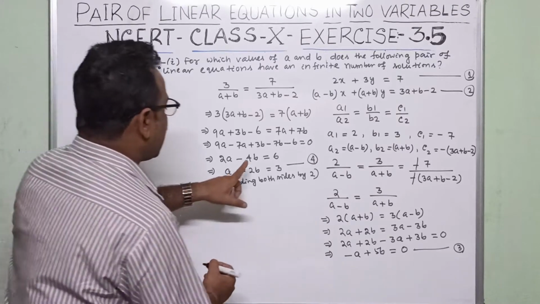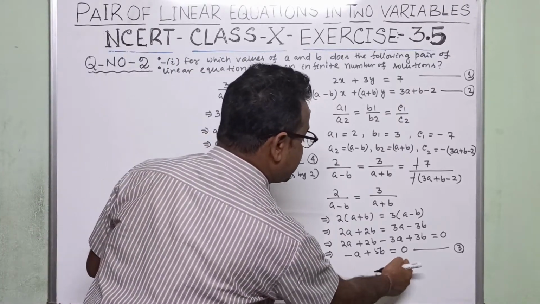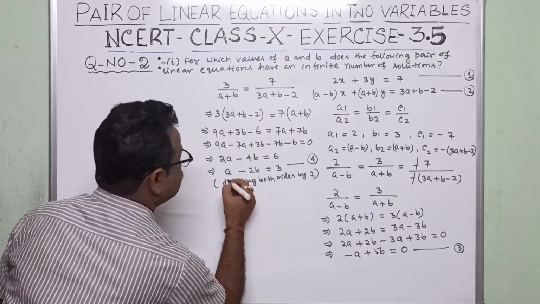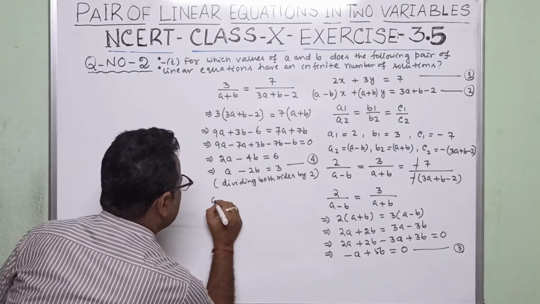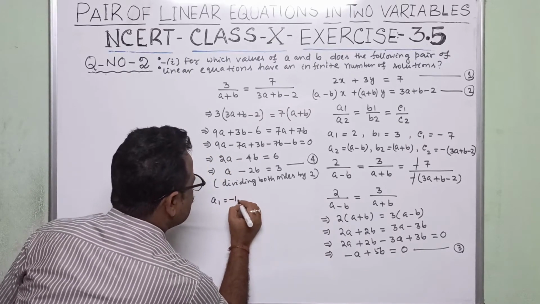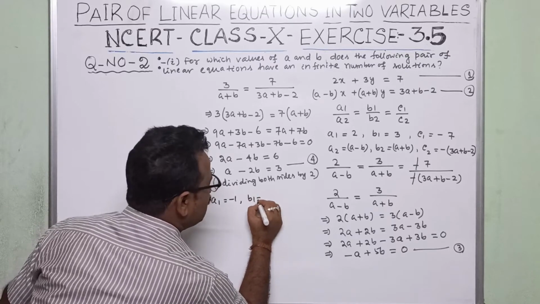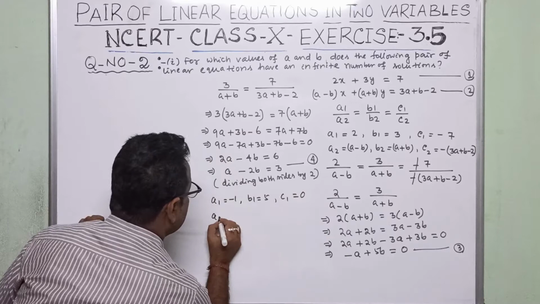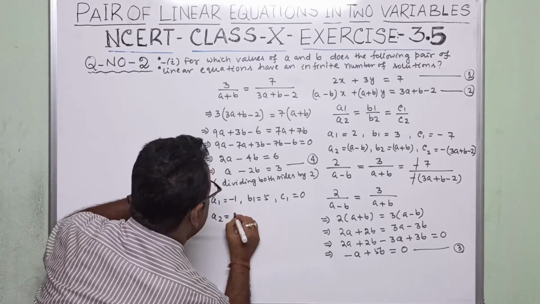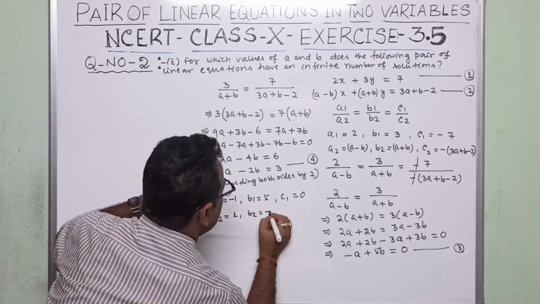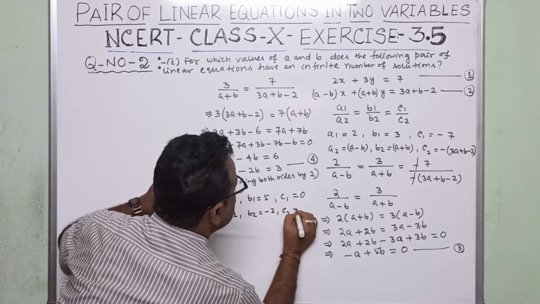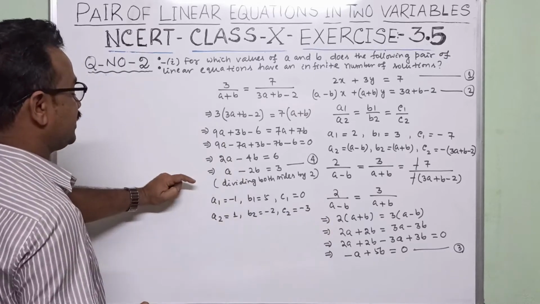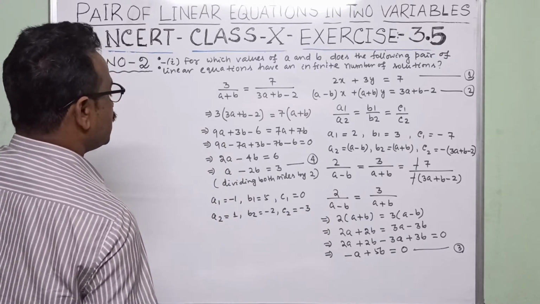So here A, B, C, A1, B1, C1. From this equation, A1 is equal to -1, B1 is equal to 5 and C1 is equal to 0. Now here A2 is equal to 1, B2 is equal to -2 and C2 is equal to -3.